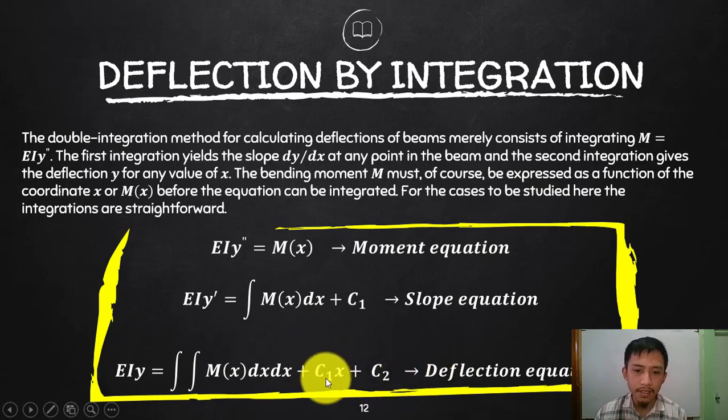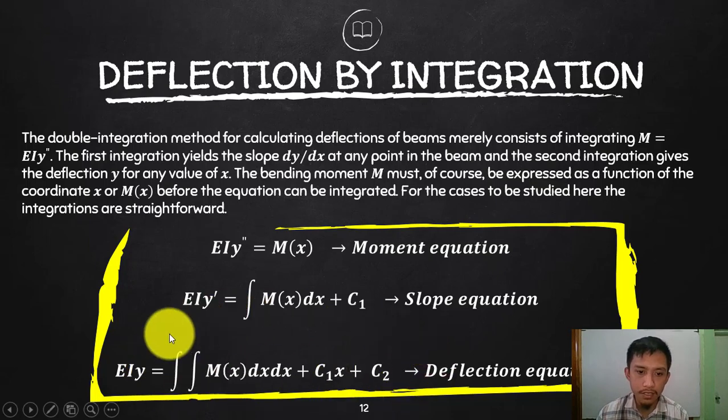These values of c1 and c2, we will establish by substituting the boundary values in your equations. We know that at a certain support, the deflection should be 0 because that is of course supported. So using these boundary values, we will substitute in this deflection equation, then we can establish the values of c1 and c2 in terms of a value or a constant.